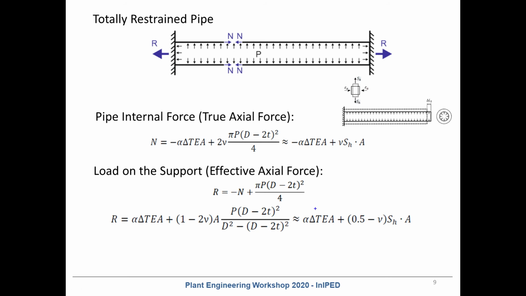So the difference between two equations is that the 0.5 factor is added to the anchor load, and there is no such factor in the internal force equation. And I say again that internal force in the pipe will be tensile.